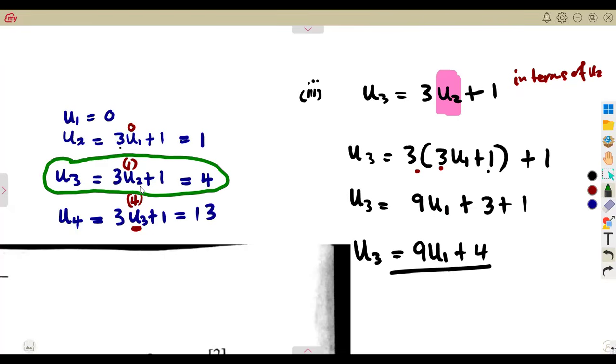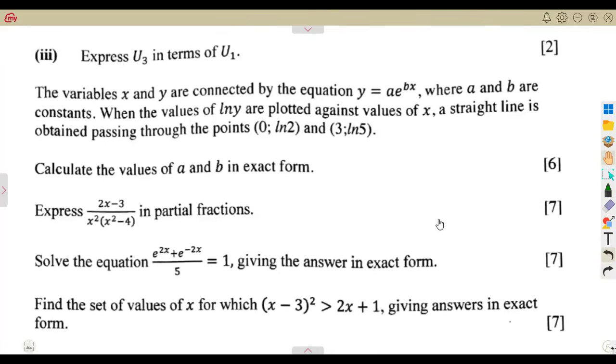For U3, we substituted not because we had a U1, but because we had a U2, and we got a 4. So now we have it in terms of U1, and we have the value of U1. If we substitute that U1 here, which is 0, we must obtain the same answer, which is 4. Is that so? 9 times 0 plus 4, that's a 4. So this statement is correct. If you substitute the value of U1 and you obtain something else, ask yourself why, because it's supposed to give us the same answer. So that is another way that you can test your work in the exam, just to see if you are in the right direction.